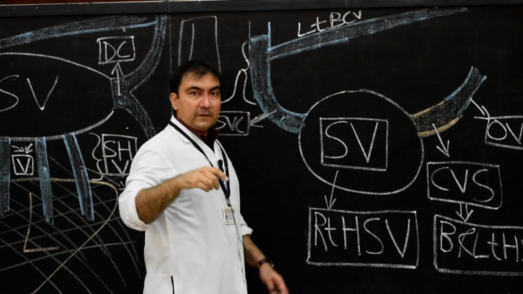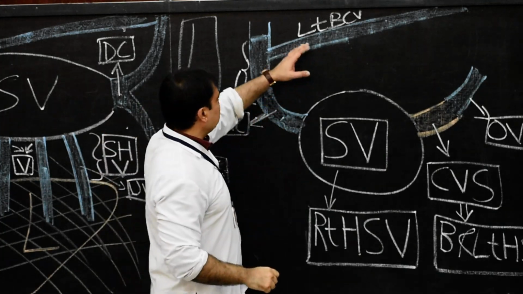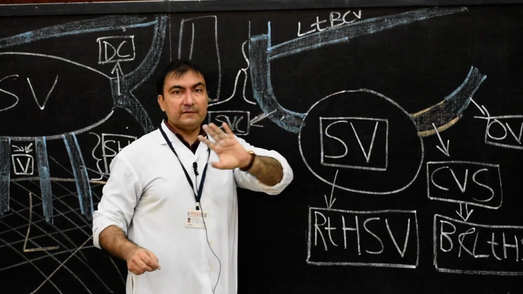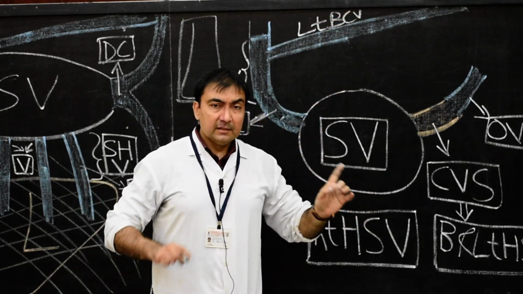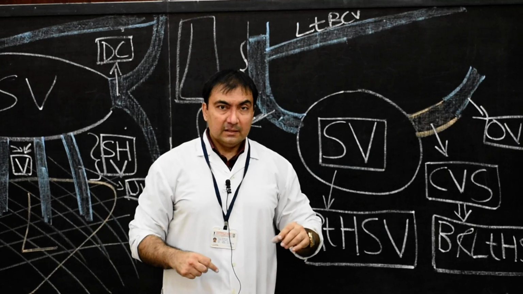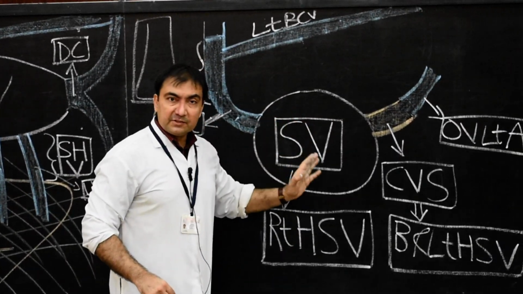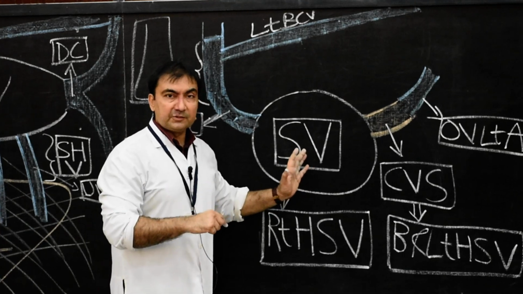Now, further above, the right brachiocephalic and cephalic portion of the right and left anterior cardinal veins need not be explained here. That will be a different topic. This much we should limit ourselves for sinus venosus. Remember, our topic is sinus venosus.